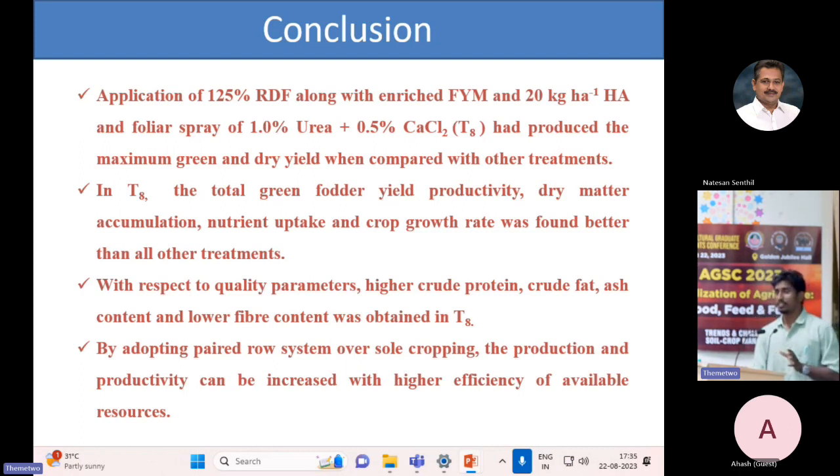Generally, for sole cropping, we recommend 75% of RDF along with 25% of humic acid, because this is an additive series to increase the productivity, but the number of plants per unit area is also increased, doubled. So here productivity is increased, and the nutritive value of the fodder is also increased. Thank you.